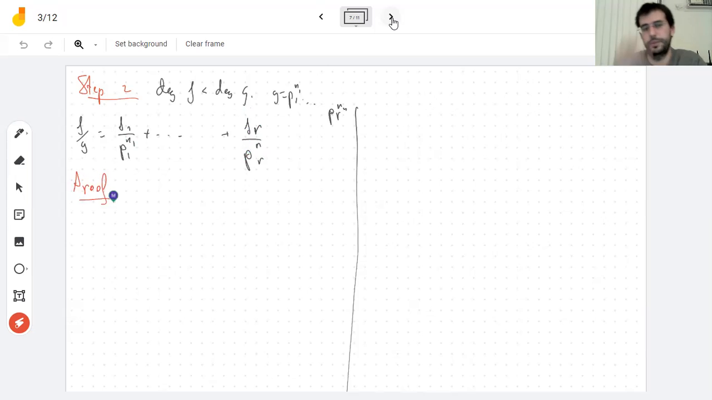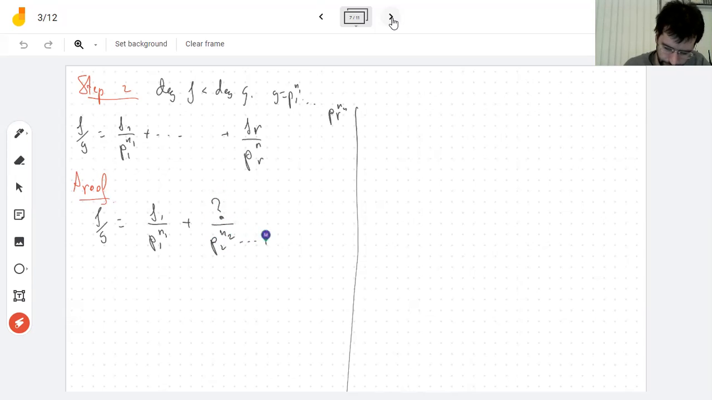Like I said, I want to chop the vegetable into seven pieces. What I do is I make seven cuts in there. I make six cuts in there. F divided by G is something divided by this thing plus, I'm just going to write a question mark here. I don't care what it is. What I know is that these two are mutually prime because they're just different irreducibles. And this one has degree smaller than the degree of P1 to the N1. And this one has degree smaller than the degree of the denominator.